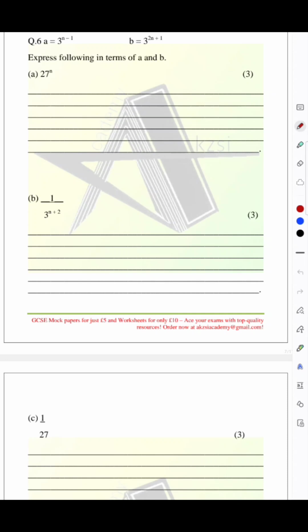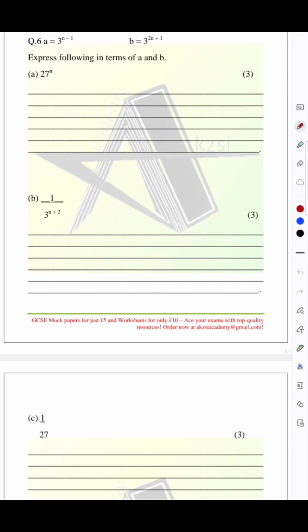So let me see question number 6. It says a is equal to 3 to the power of n minus 1, b is equal to 3 to the power of 2n plus 1. Express the following in terms of a and b. 27 to the power of n. See, it has to be in terms of a and b only.